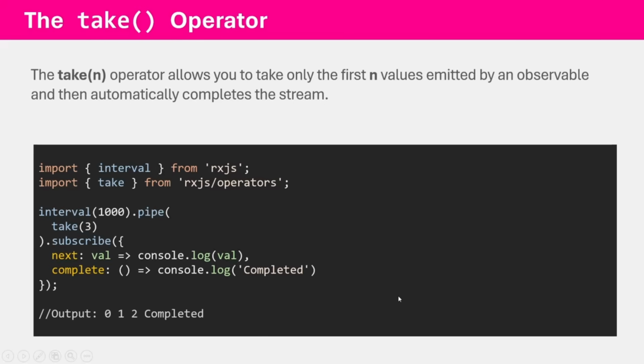Now what we want is, we only want to take the first three emitted values from the observable which this interval is returning. So for that we can use the take operator, and there we can specify the number of emitted values which we want to take and then complete the observable. So here this take is going to take the first three values emitted by this interval observable, and it will ignore the rest of the values, and it will complete the observable. So this is the use of the take operator.